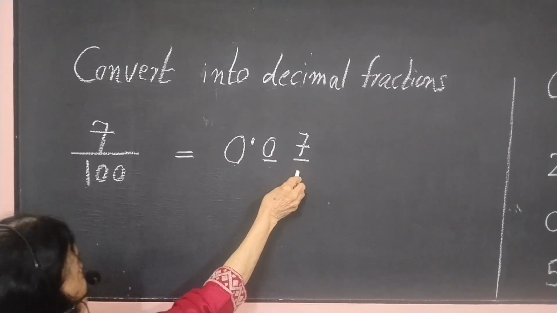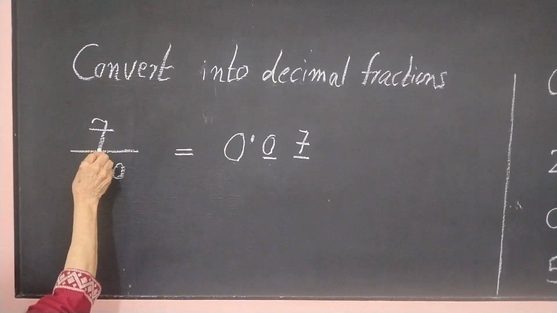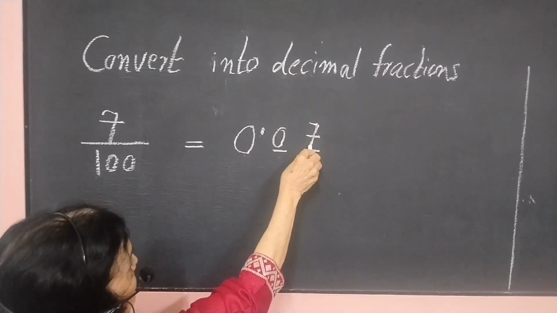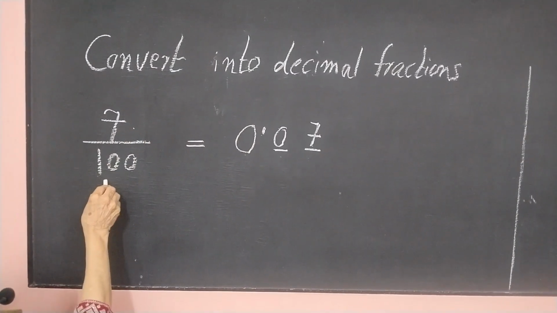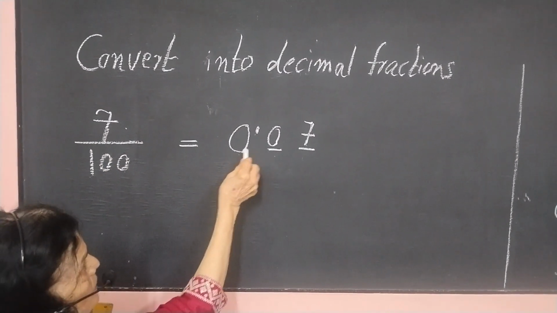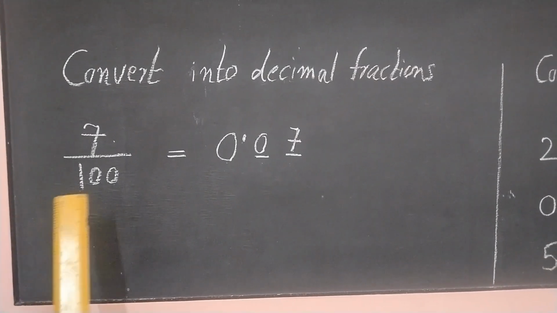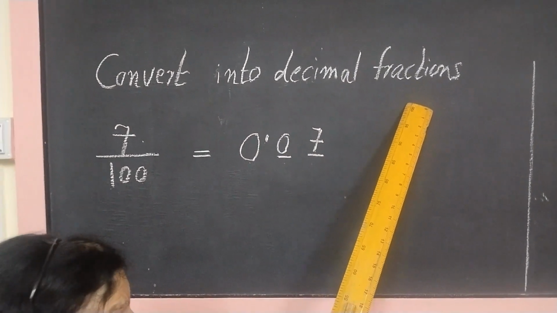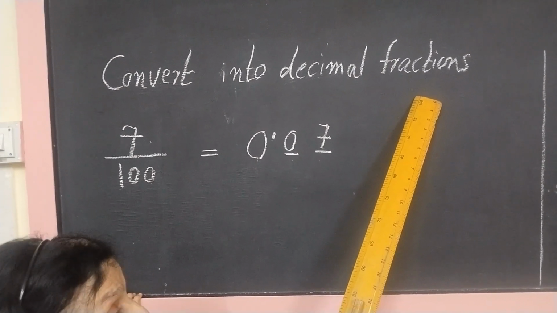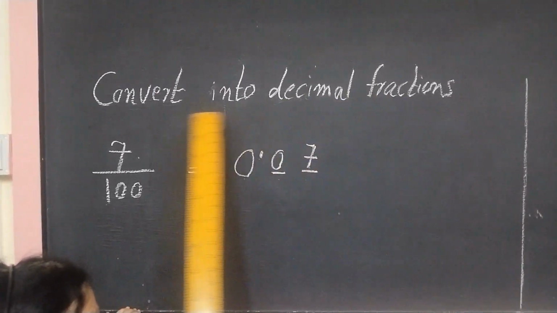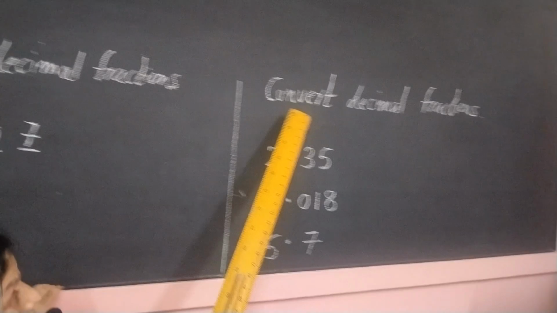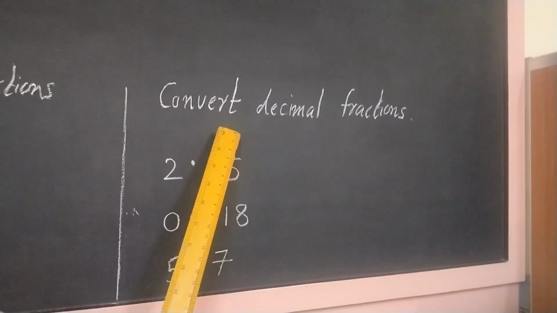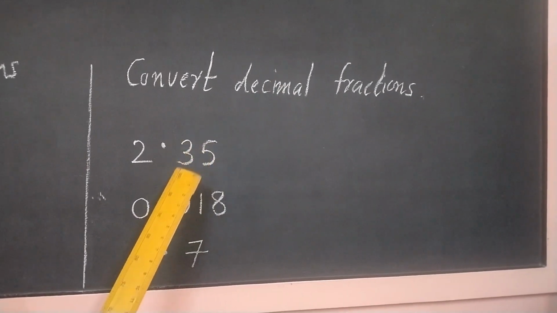We write 2 gaps, and on these gaps only this number has to be put, and this has to go on the last particular gap. So 7 upon 100's answer was 0.07. So we could do conversion into decimal fractions. Now today we are going to solve the problems which are exactly opposite to this. Now they are giving us decimal fractions and they are asking us to convert them into numerator and denominator form.